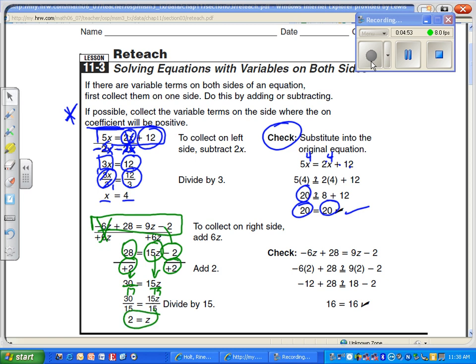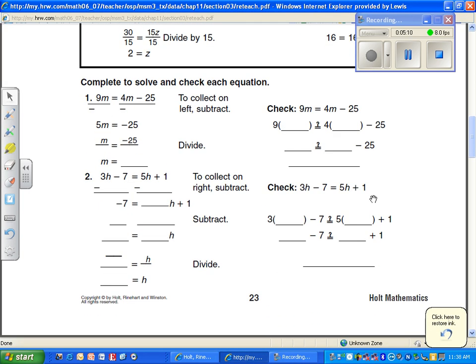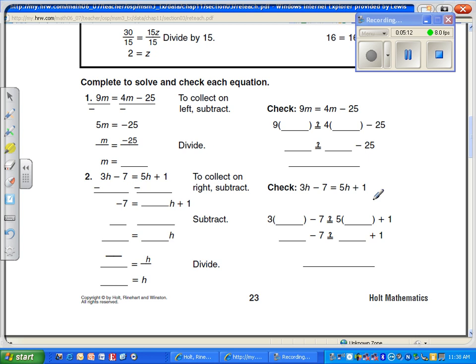All right, so we're just adding a step or two to our multiple step equations. We need to get our variables on one side, and we're going to decide which side it goes to whenever we have a positive coefficient. All right, so let's do some of these examples down here on the bottom.